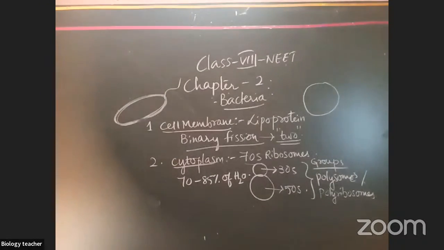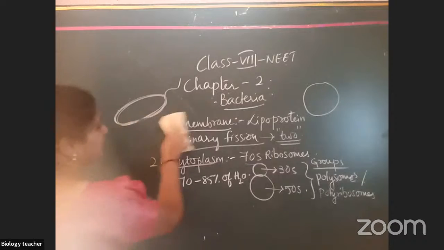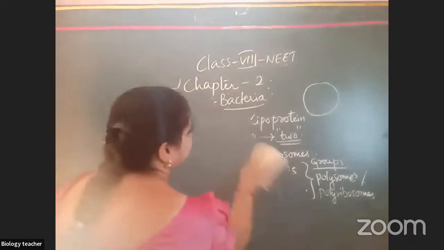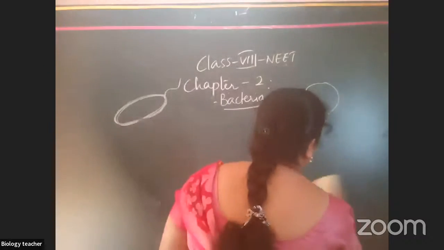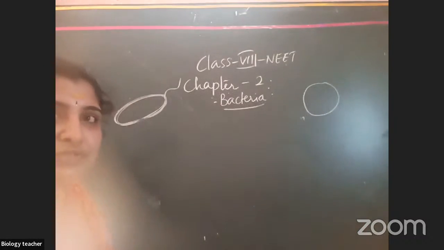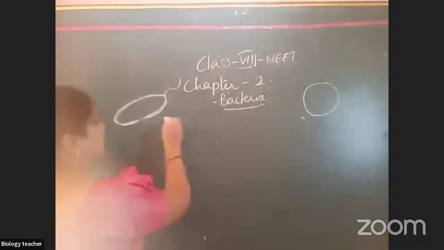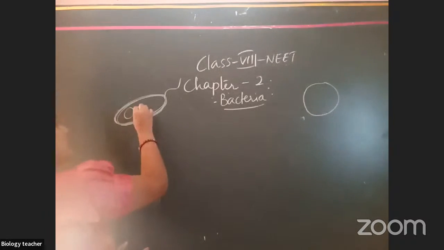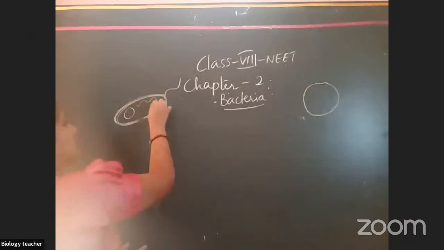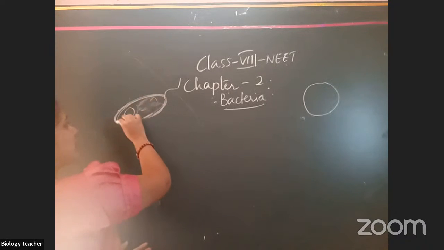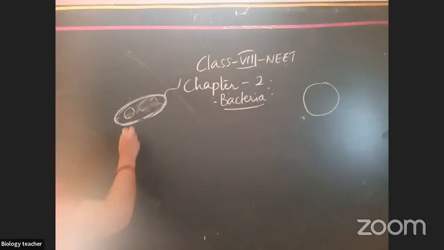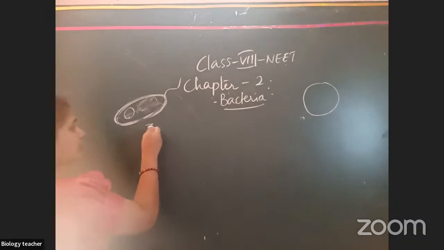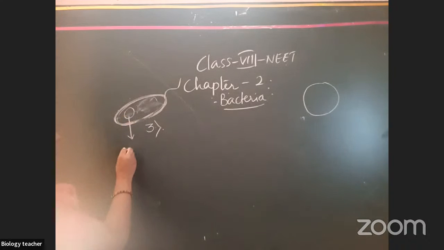Next we will discuss another point. You all know that a cell contains what? A nucleus, and cytoplasm is also present. But in bacteria, the nucleus is not covered by a nuclear membrane. Nuclear membrane absent.